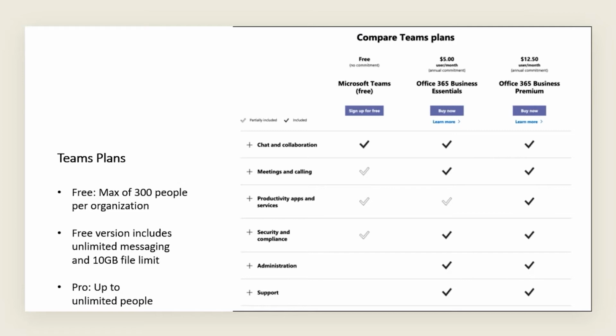Some of the perks of the pro versions is you can have unlimited people and a lot more storage, such as up to terabytes. Basically, some of the things that you get with the other versions is you can actually start using it as your phone system, believe it or not. That's kind of an interesting thing. So you can actually call people.